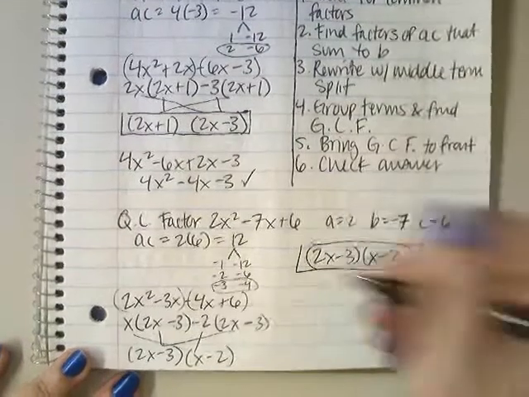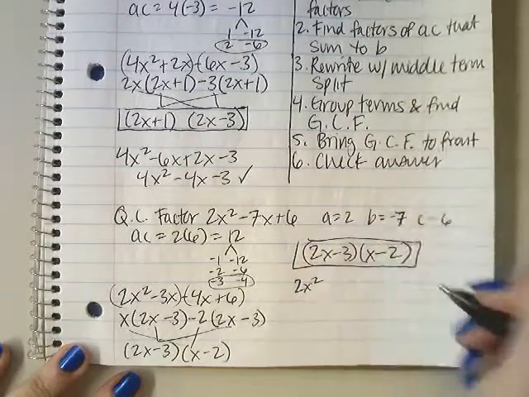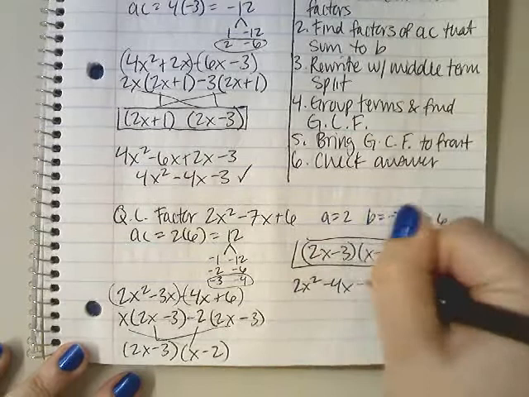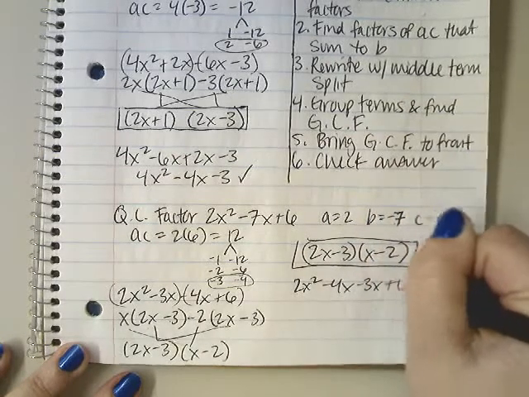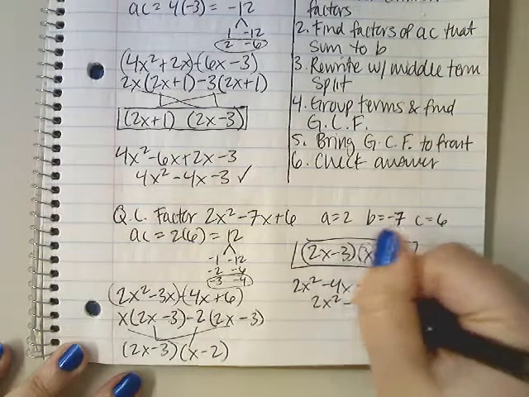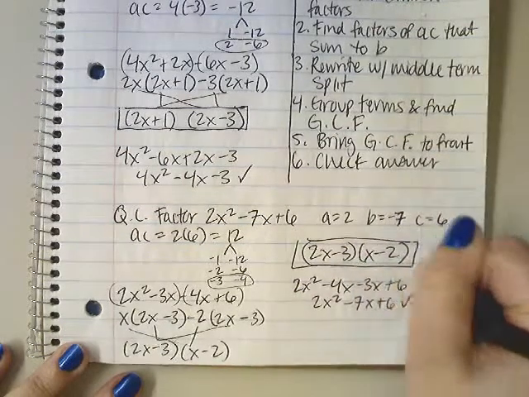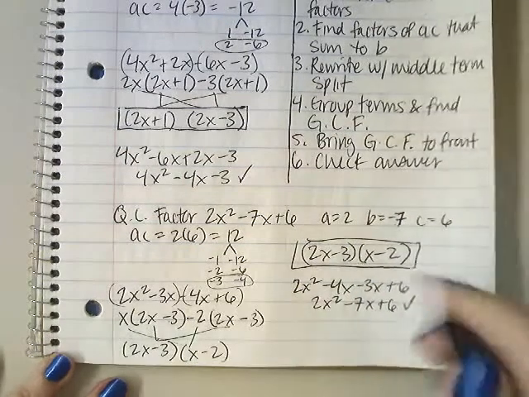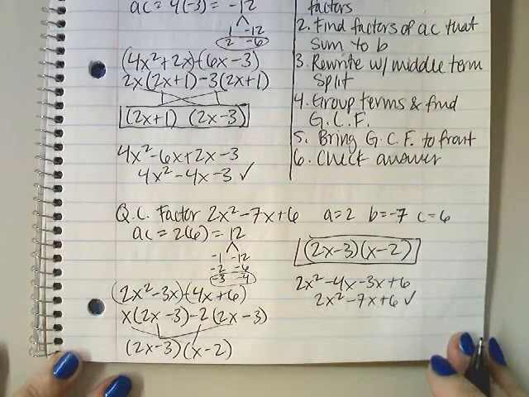But for good measure, I will check it. So I get 2x squared minus 4x minus 3x plus 6. Combine my like terms, and I get 2x squared minus 7x plus 6, which matches my original expression, so my factored form is indeed correct.